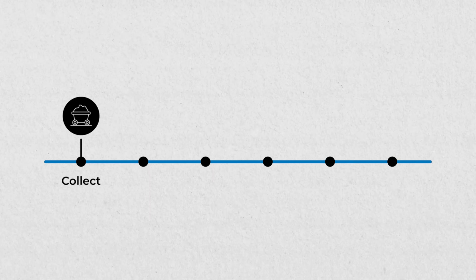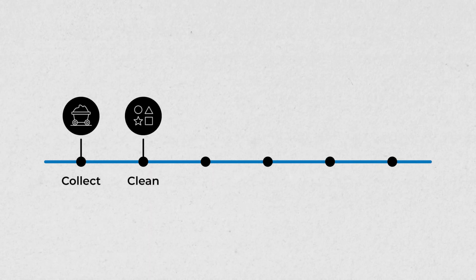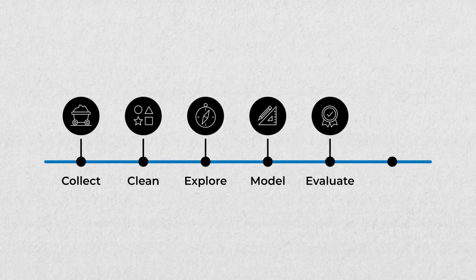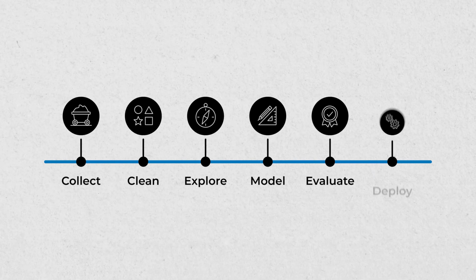In this chapter, let's explore how to develop an algorithm from start to finish. To illustrate this process, let's use the example of a program that classifies images into one of two categories: muffins or chihuahuas. Developing an algorithm involves 6 stages: collecting your data, cleaning your data, exploring your data, modeling your data, evaluating your model, and finally, deploying it. Don't worry, we'll go through each step one by one.